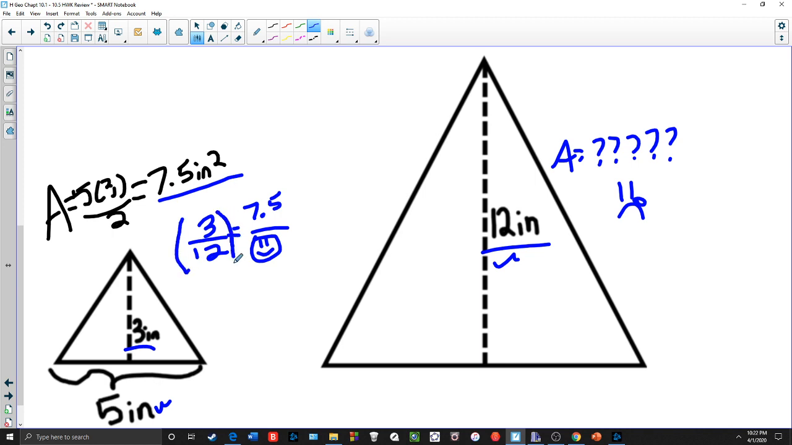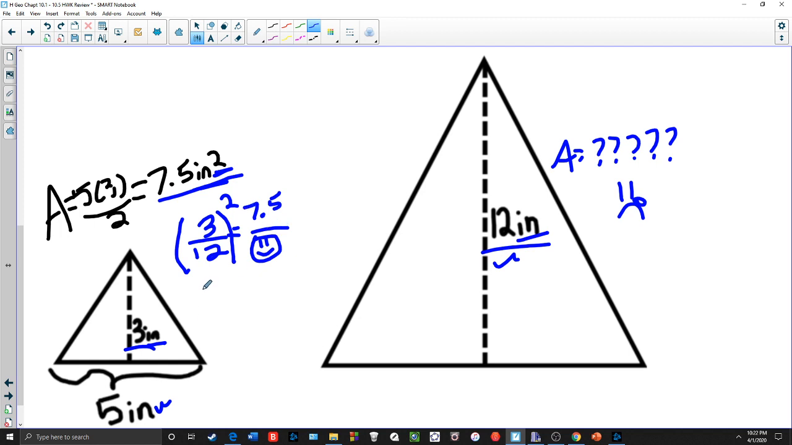Why are we squaring this fraction? Well, because area is in square units, inches squared. Because it is in square units, and 3 and 12 are not in square units, 12 inches, not squared, 3 inches, not squared, I have to square this fraction. That way the units all agree with each other, and I have square inches compared to square inches.